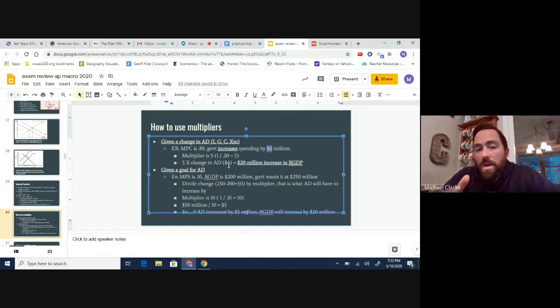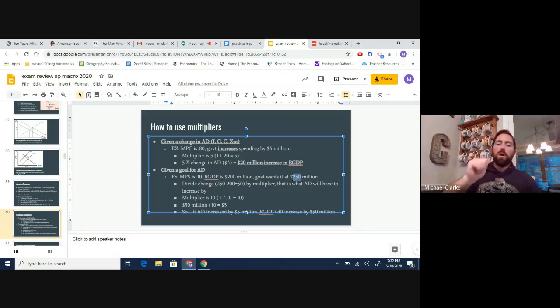So that's one way the AP, the College Board, could take a topic like this and phrase the question. They could frame it another way. They could give you a goal. So if you look at the example here, let's say current GDP is at $200 million, but the government planners wanted a 250. So there's a $50 million gap between what it is and what they want. How do you figure that out? Like, how does the government close that $50 million gap?